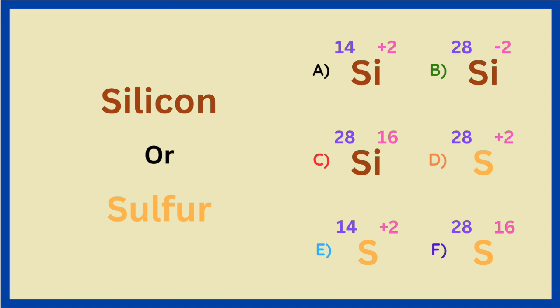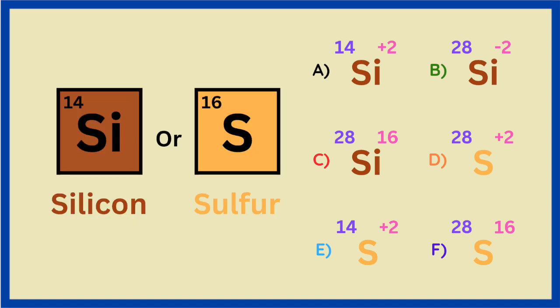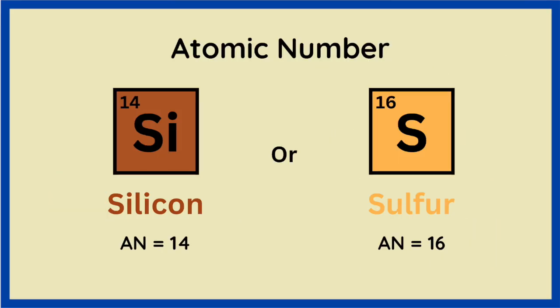But how do we decide between these two elements? Well, if we look at the elemental box of both silicon and sulfur, we can see that there's a number in the corner for each element. That's called the atomic number. 14 for silicon, 16 for sulfur. The atomic number is unique and distinguishing for each element.